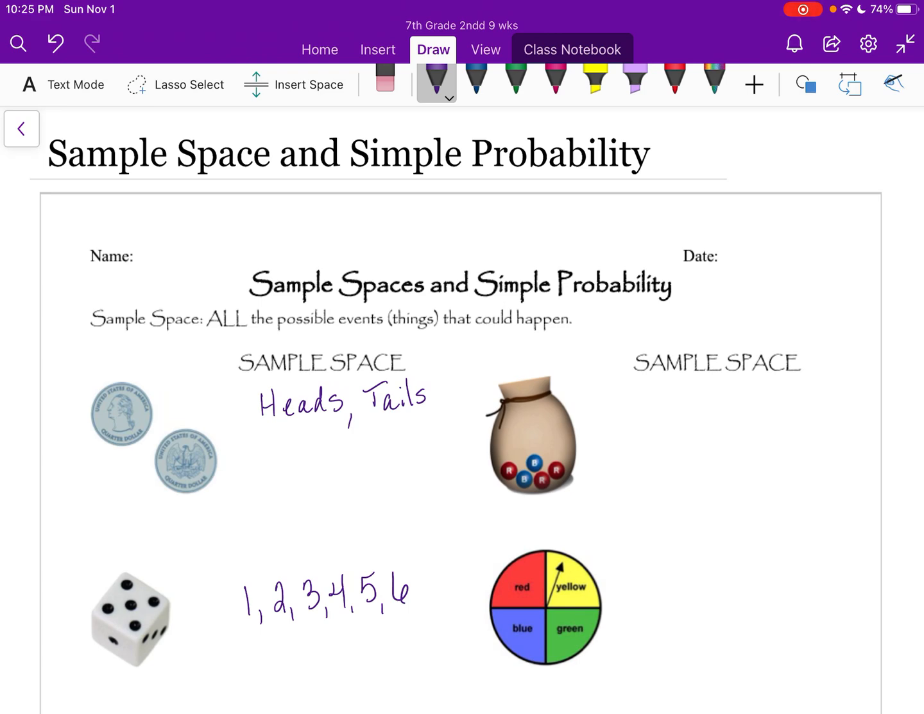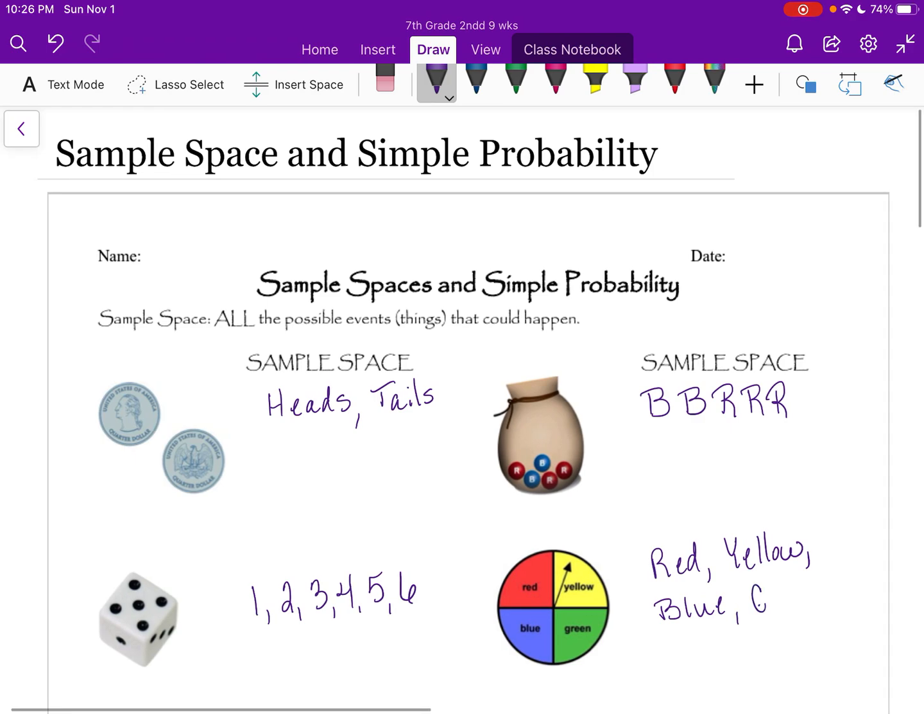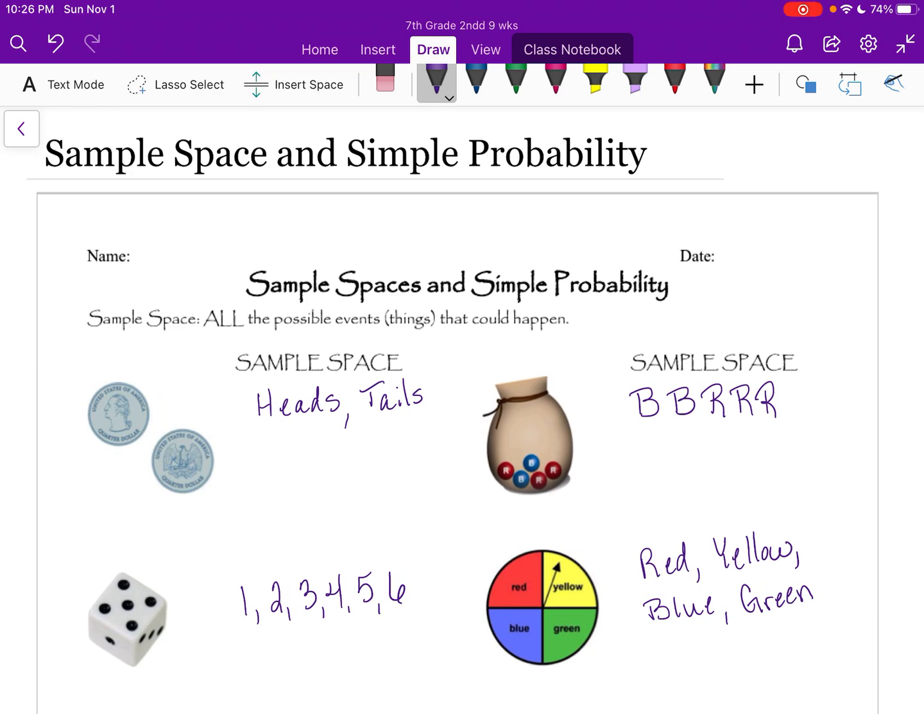What about this bag over here with these marbles that kind of look like Skittles? What would be the sample space for that? Well, we can pull 2 different blues, or we can pull 3 different reds, and that's the sample space. For the spinner, it would literally just be the colors red, yellow, blue, and green. That's all a sample space is. It is literally as simple as that.